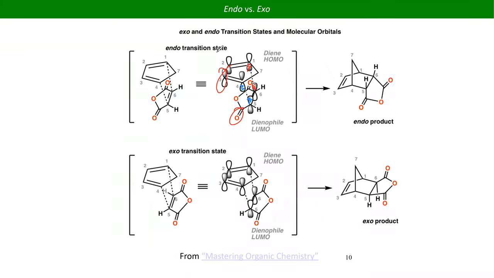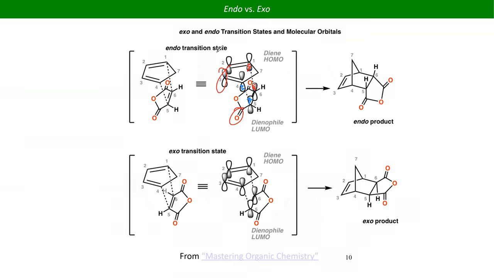Right, and so our textbook, this is one of the few places where our textbook really doesn't do a great job of explaining things. I haven't had to pull in a whole lot of outside resources for figures because I really like our textbook, but it does not explain this well. It says some of those words, but it doesn't have a figure like this that shows the orbital overlap. And it just basically says endo is favored due to orbital overlap and moves on.